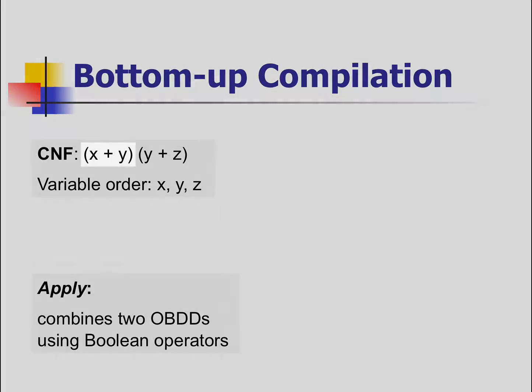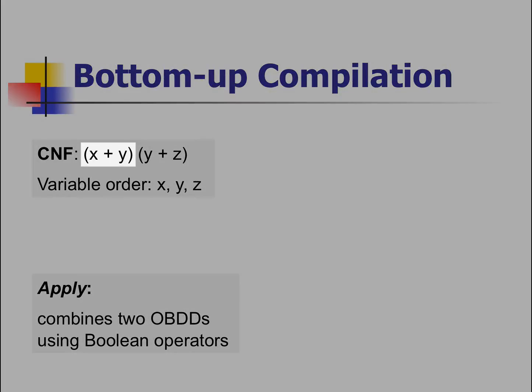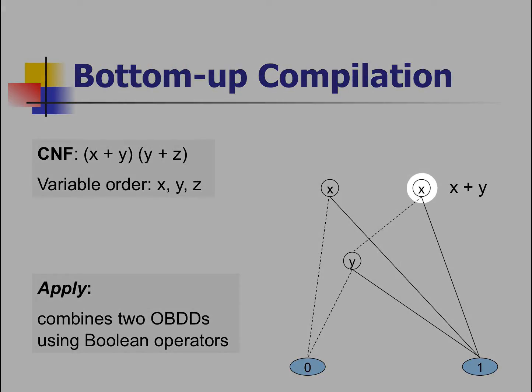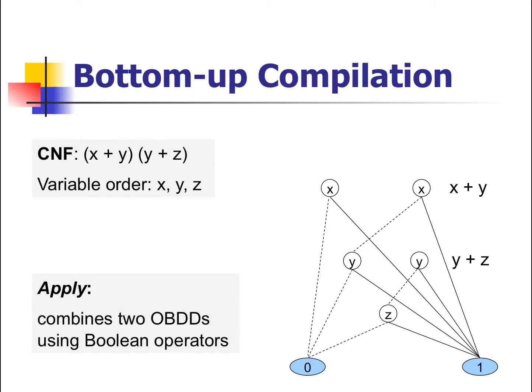We want to compile the first clause, and we start by building an OBDD for the variable X, or the positive literal X, and here it is. We build a similar OBDD for the variable Y, and now what we need to do is basically disjoin these, and here we get the OBDD for the clause X or Y. We do something similar for the other clause, and we get this OBDD. And now we have to conjoin the 2 clauses, and we do that by conjoining their corresponding OBDDs. And here's the final OBDD for this particular CNF.